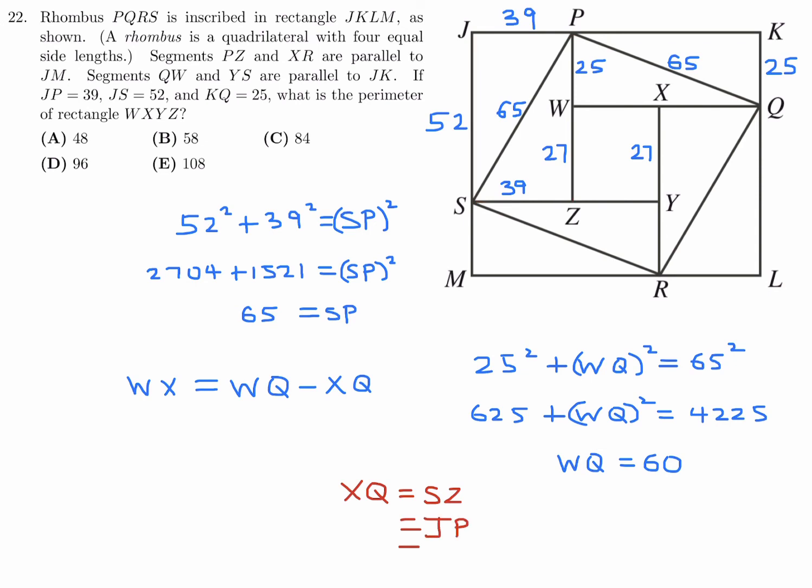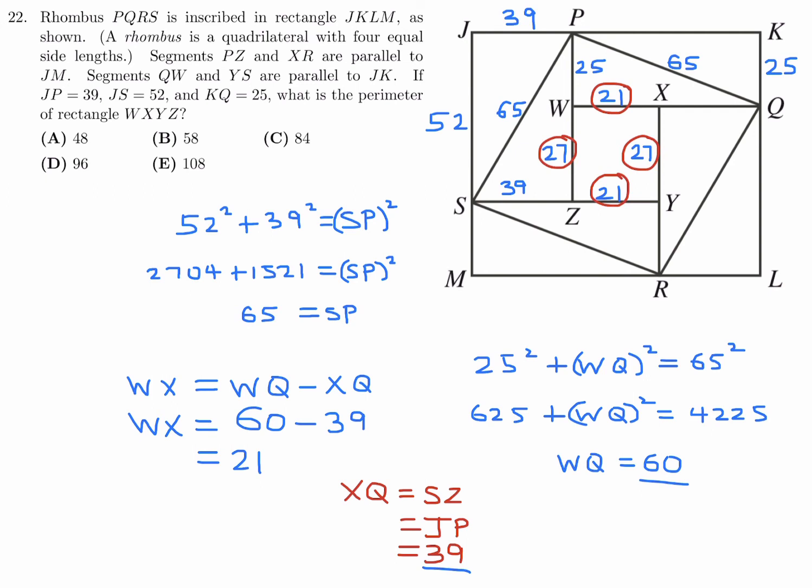And that is 39. So we plug that back into this formula, WX. WQ we just got was 60. XQ we just realized was 39, and therefore WX is 21. So there you go. This is 21, this is 21. And therefore the perimeter of that rectangle is 21 plus 21 plus 27 plus 27. And if you add those four numbers up, 96. So number 22, the answer is D.